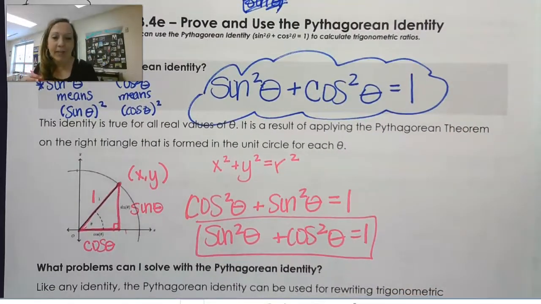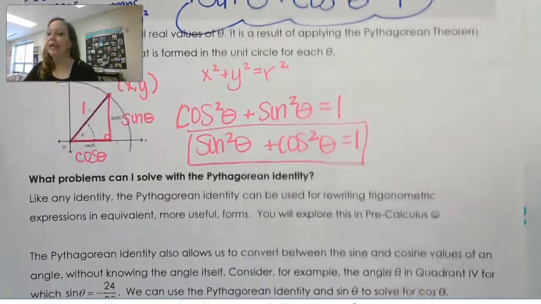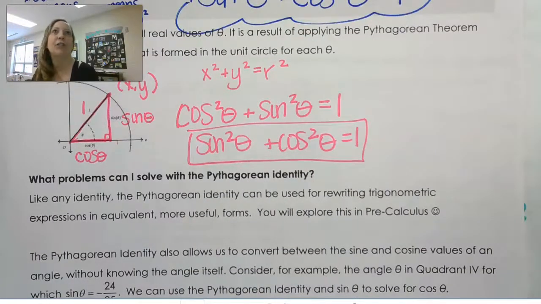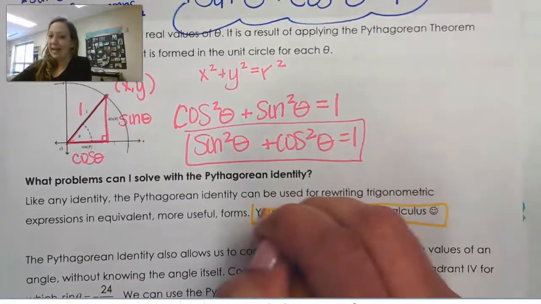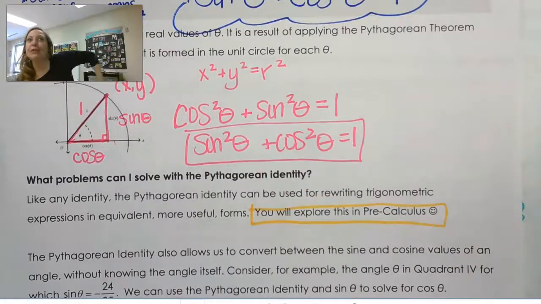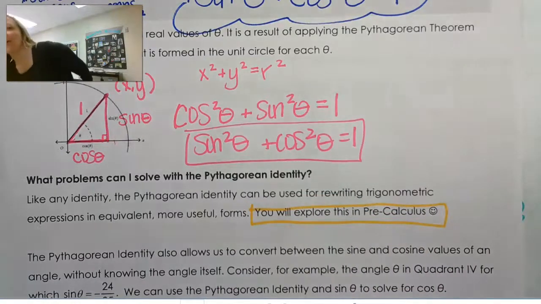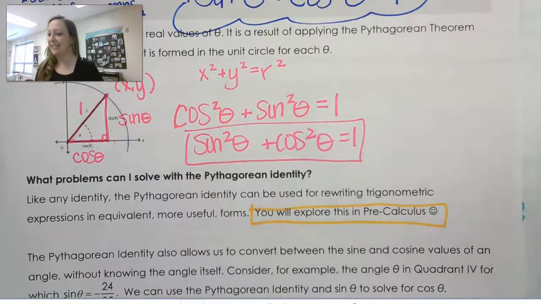So what problems can I solve with the Pythagorean identity? Like any identity, and you're going to learn a ton of identities in pre-calc or algebra 3 next year, the Pythagorean identity can be used for rewriting expressions in equivalent, more useful forms. You're going to do that a lot in pre-calc in algebra 3, okay? So it will be really nice to have an idea of what this Pythagorean identity is. And there are two other ones. We just focus on this one here in algebra 2 with trig.